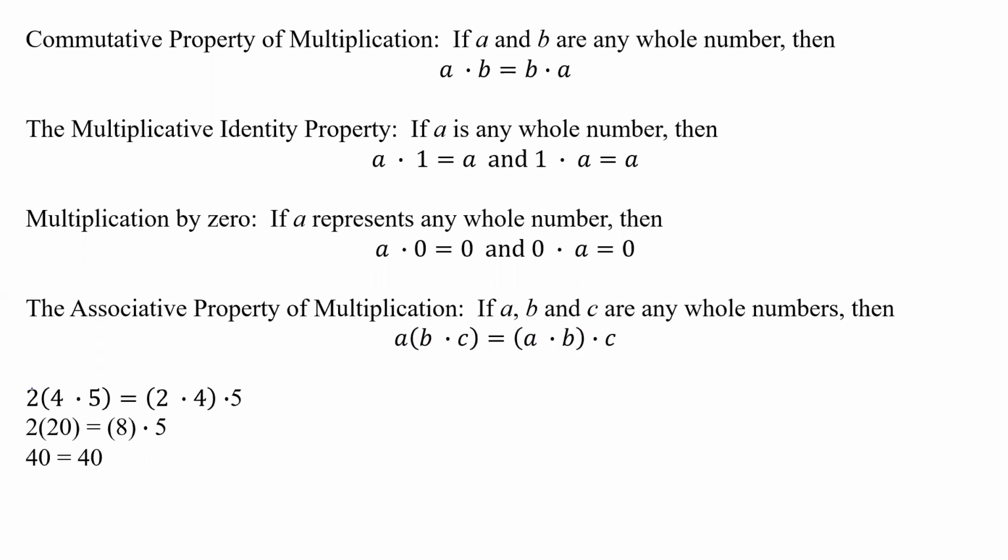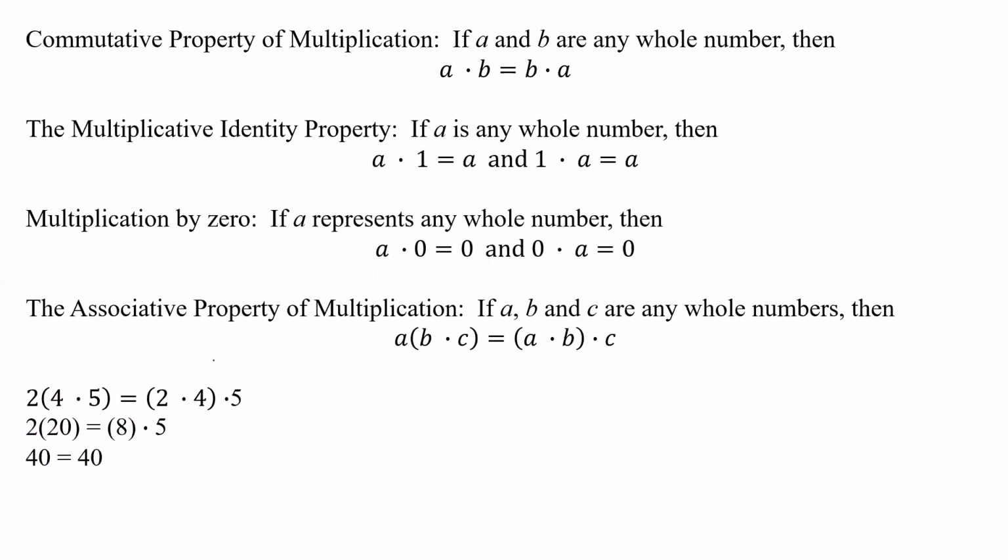We have 2, which would be our a, times the b times c, which is 4 times 5. And that's equal to, now if we associate the first two instead, 2 times 4 times 5. Well, what we do, remember, is everything in parentheses first. So 4 times 5 is 20. Here, 2 times 4 is 8. Now we have 2 times 20, which is 40. Or here we have 8 times 5, which is also 40. So again, the associative property means we can associate it.